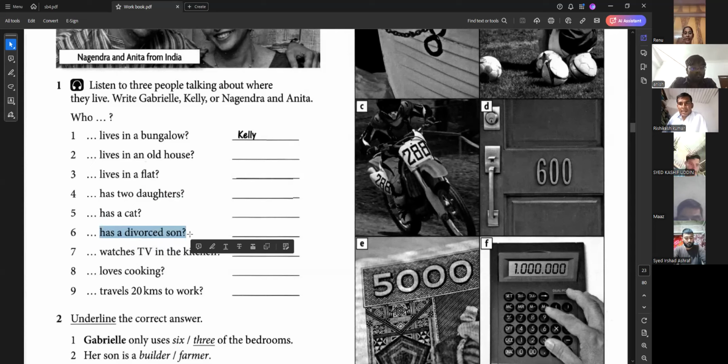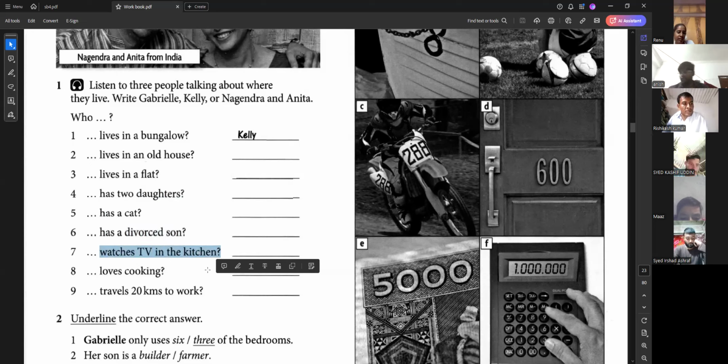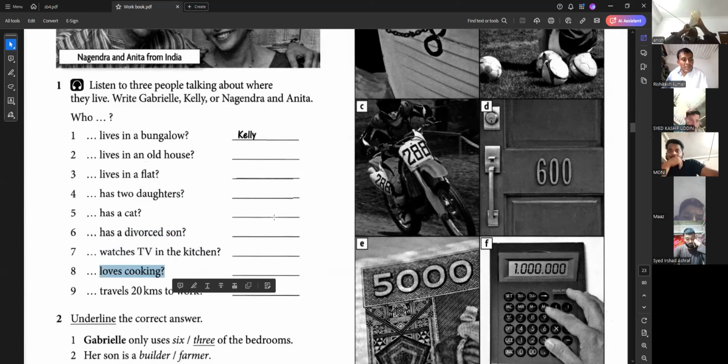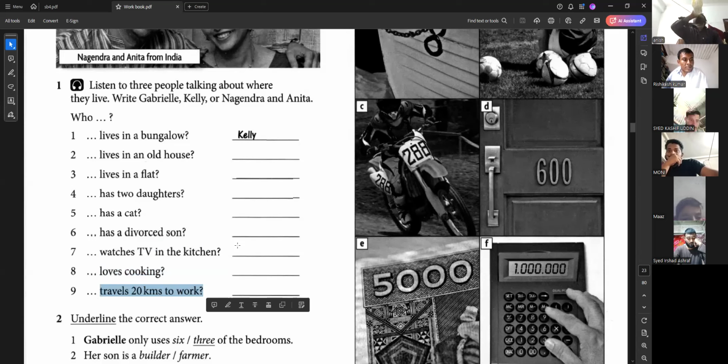Who watches TV in the kitchen? Gabriel. Gabriel watches TV in the kitchen. Who loves cooking? Kelly. Kelly loves cooking. Who travels 20 kilometers to work? Nagendra. Nagendra travels 20 kilometers to work.